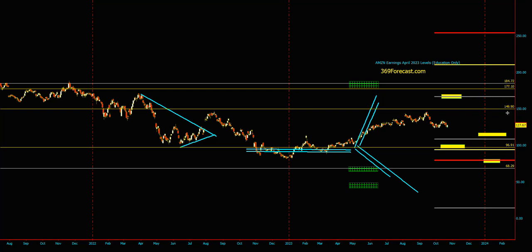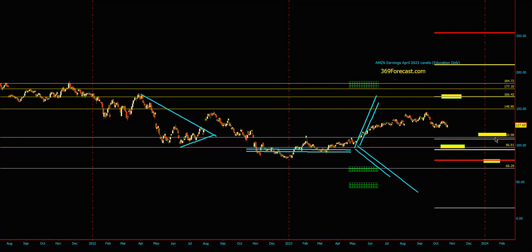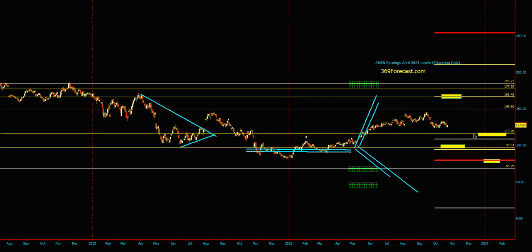Now I should have plotted some numbers here. I forgot about that, but you can probably see them. I'll just get you close, right? So that's all there is.